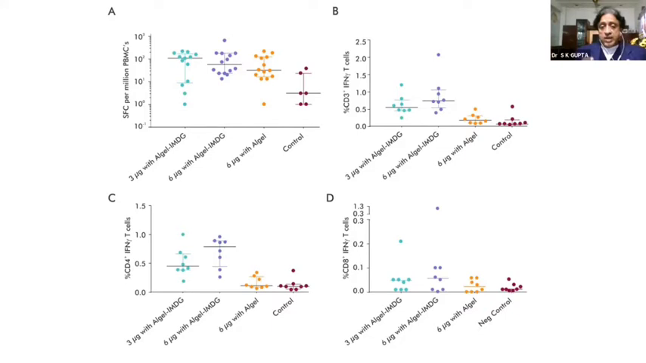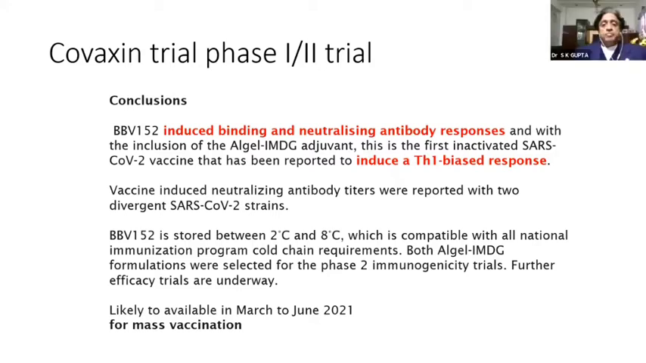So this vaccine is one of the promising vaccines, but it is likely to take another few months because the phase 3 trials are still underway. The conclusion of the research paper submitted says that the Bharat Biotech vaccine, or the Covaxin BBV152, induced binding and neutralizing antibody responses with the inclusion of Algel-IMDG adjuvant.